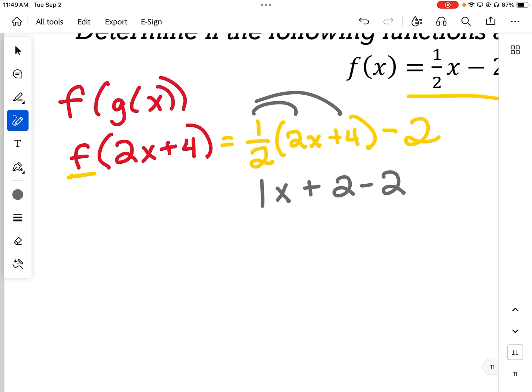Then we simplify. 1x plus 2 minus 2. What happens with plus 2 minus 2? They cancel each other out. They zero each other out. So that's 0. All we have left is 1x, or we can just say x. So f of g of x equals x. That's good. We're on the right track for them to be inverses.